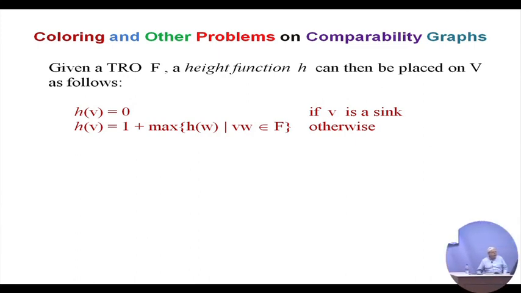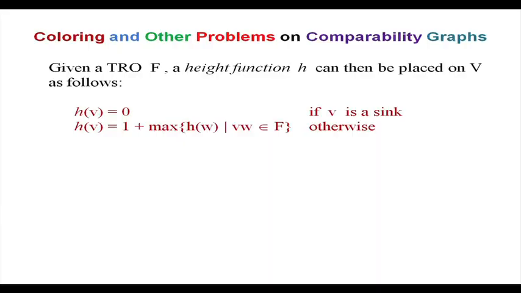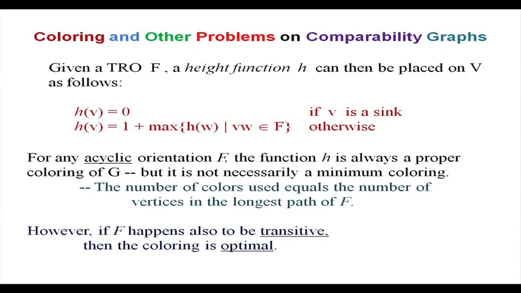H of a vertex v, the height will be 0 if it's a sink. As you go up in the hierarchy, the height of v will equal the maximum of the heights of all its children, that is, all of those vertices that it sees. So you start at the bottom of the hierarchy, and you then give the height to the next level and the next level and the next level in a very standard fashion.